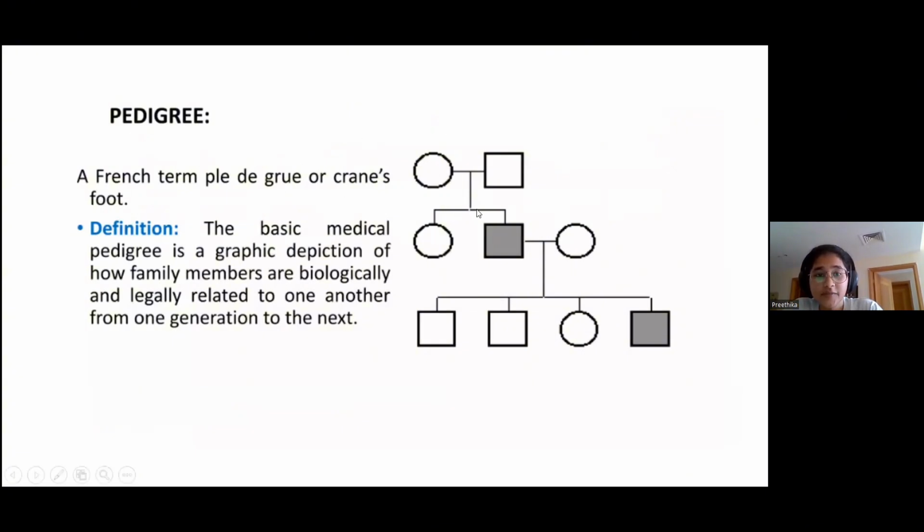Then this is a pedigree. It is a graphical representation of various generations, and you should also show how they're genetically related to each other, the offspring, and who is affected in the family with a certain disease. And they would be the index case.